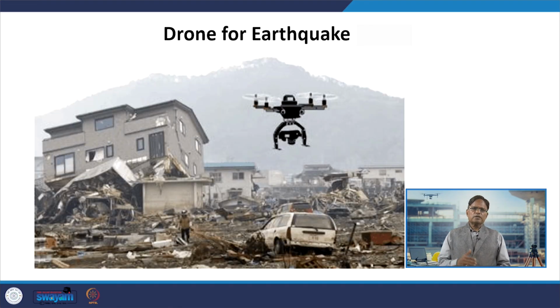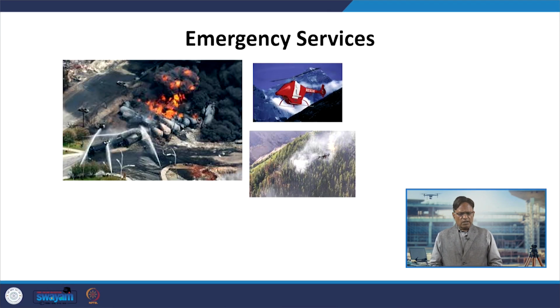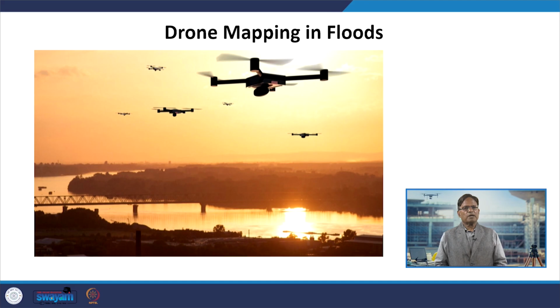Then in case of a disaster, for example in case of an earthquake, the drone images are very useful to get the real picture of the ground in order to assess the amount of damage. Then in case of fire or any disaster activities, again in emergency services, we take the images and find out how much is the damage, in what direction the fire is spreading, and we can take the appropriate measures with the help of this photogrammetric data.